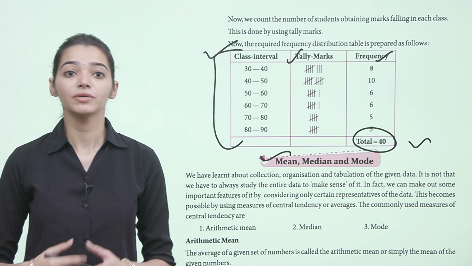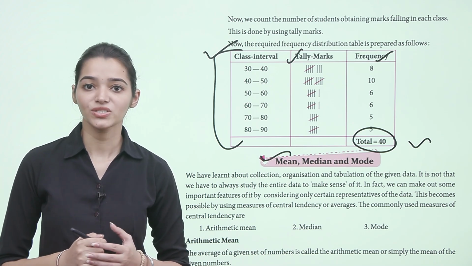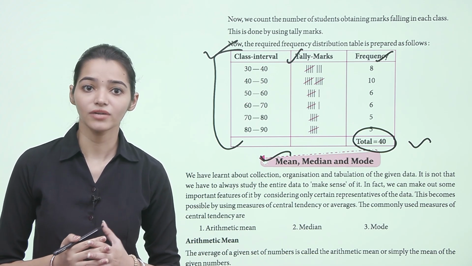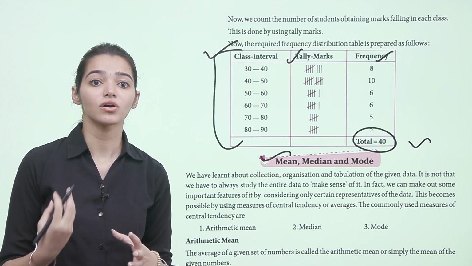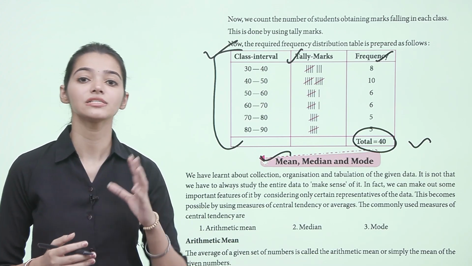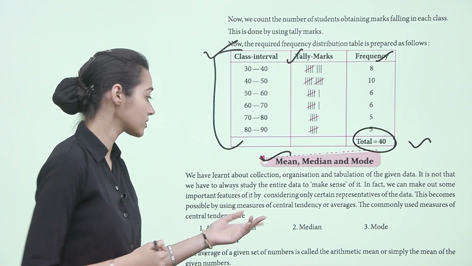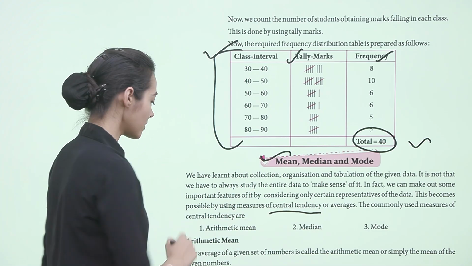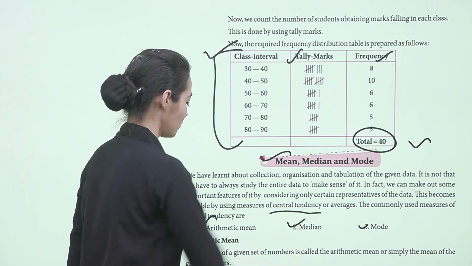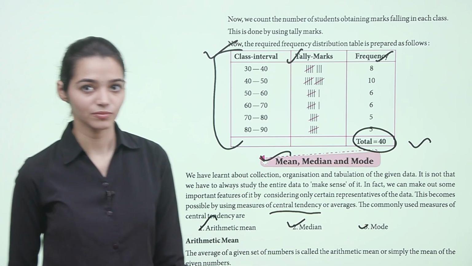Now next is our mean, median, mode. We have learnt about the collection, organization and tabulation of the given data. We do not have to study the entire data to make sense of it. In fact, we make out some important features by considering only certain representations. This becomes possible by using certain central tendencies or averages, and the commonly used are arithmetic mean, median and mode. Now let's start with our arithmetic mean.